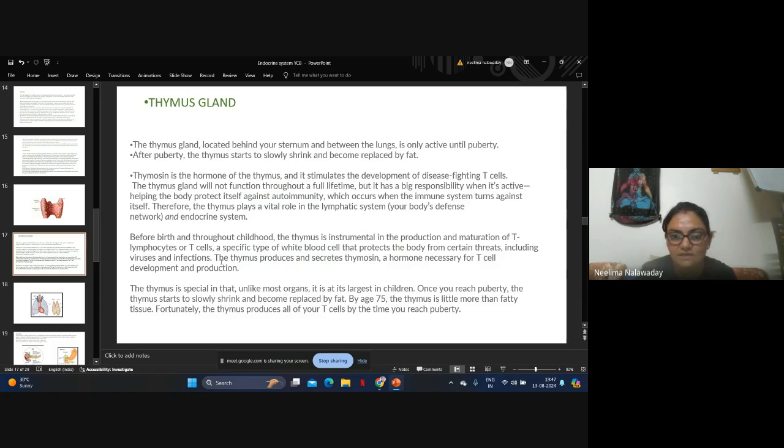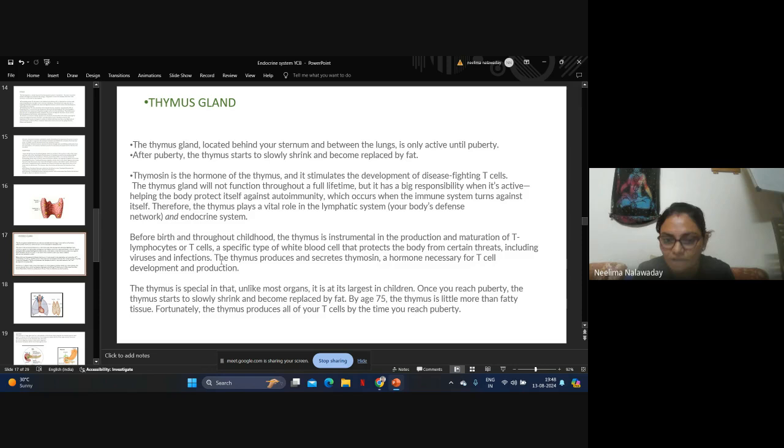So have you heard about this? These are very common nowadays. Mostly people know about these T cells, for immunity. The thymus gland will not function throughout a full lifetime, but it has a big responsibility when it's active, helping the body protect itself against autoimmunity, which occurs when the immune system turns against itself. So autoimmune diseases are there. If you are aware of rheumatoid arthritis, this is an autoimmune disease. Our immune system starts attacking our bones and cartilages. So for that, these T cells and thymus gland, thymosin helps, but after puberty, it starts shrinking.